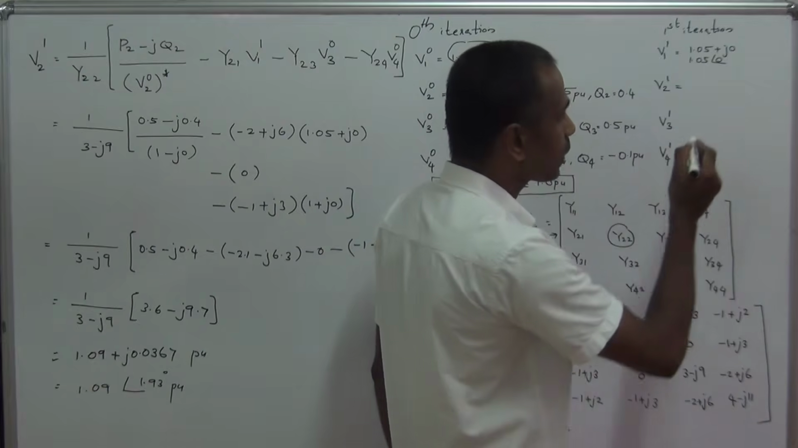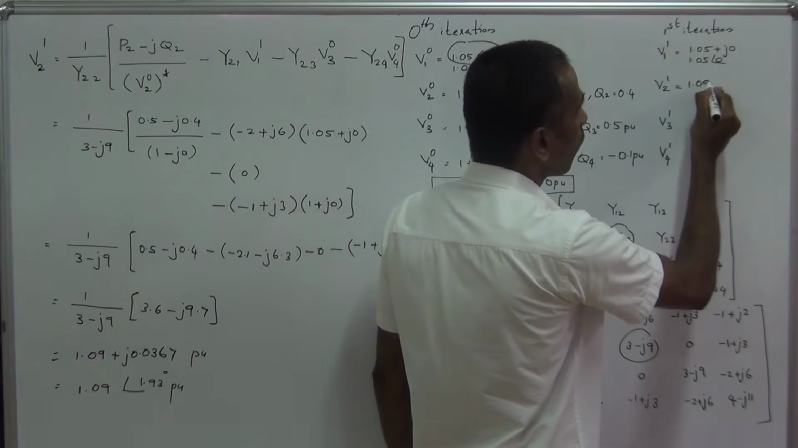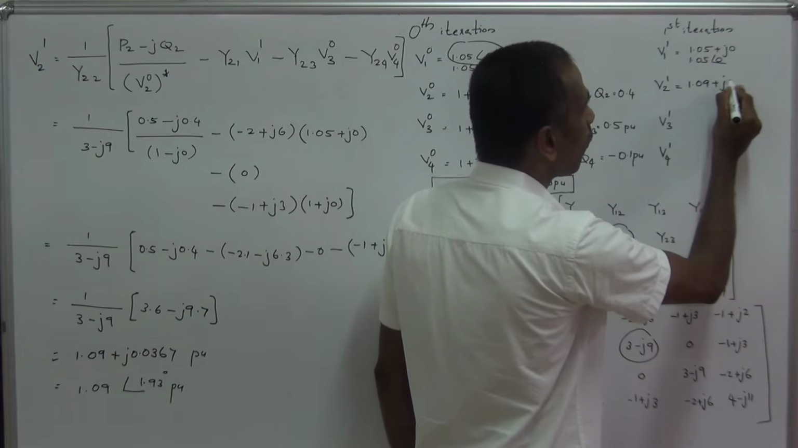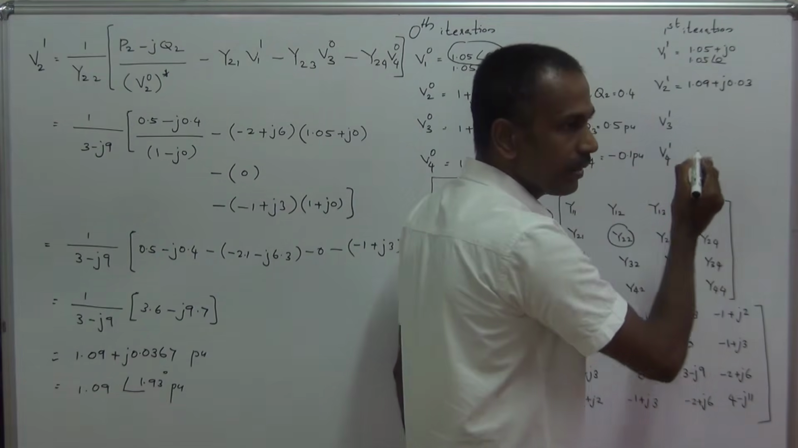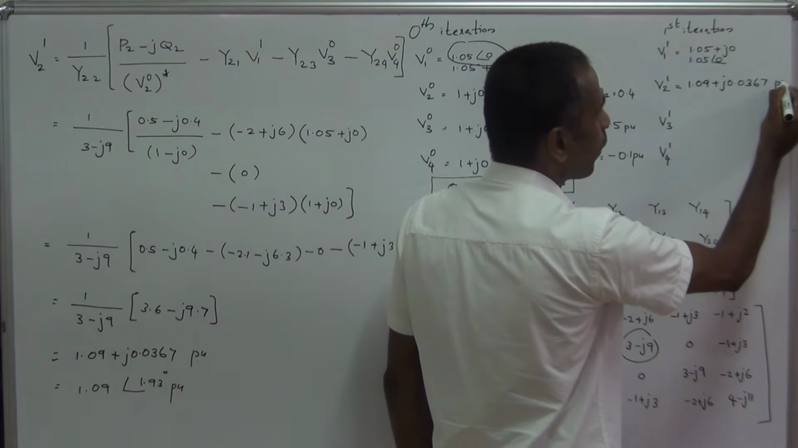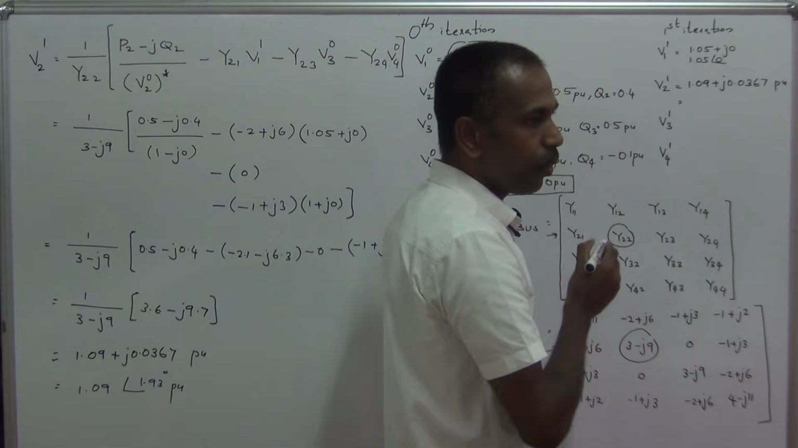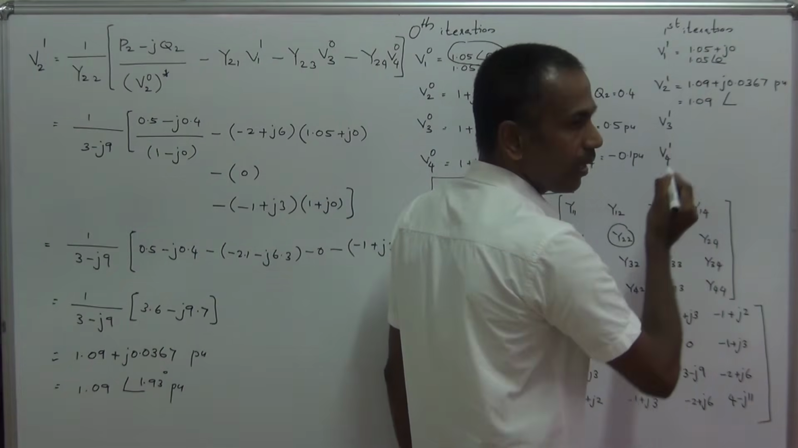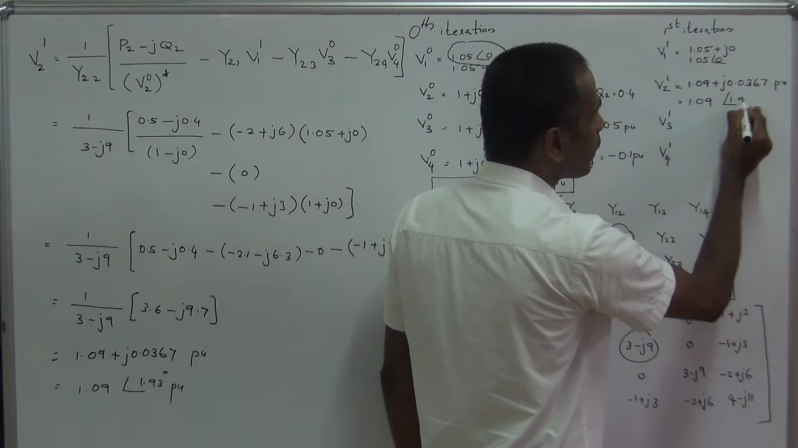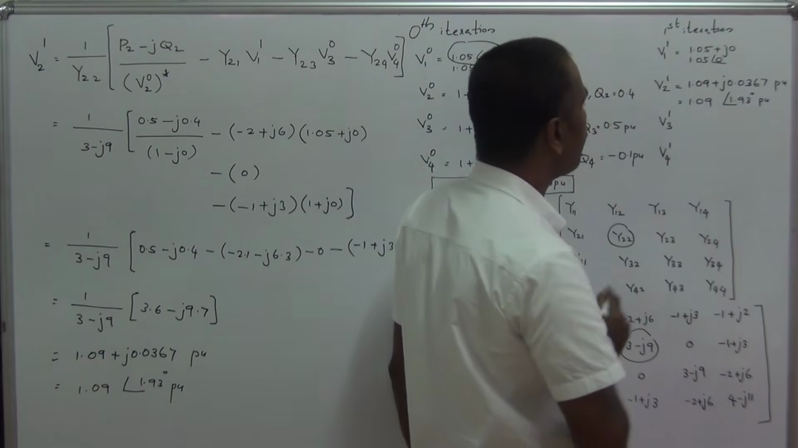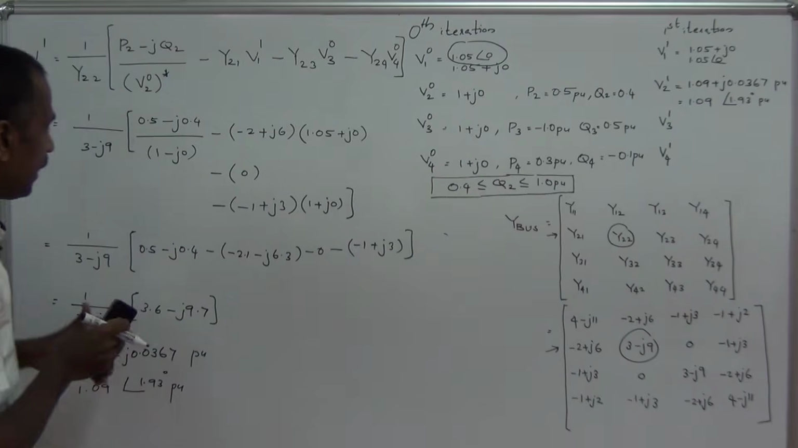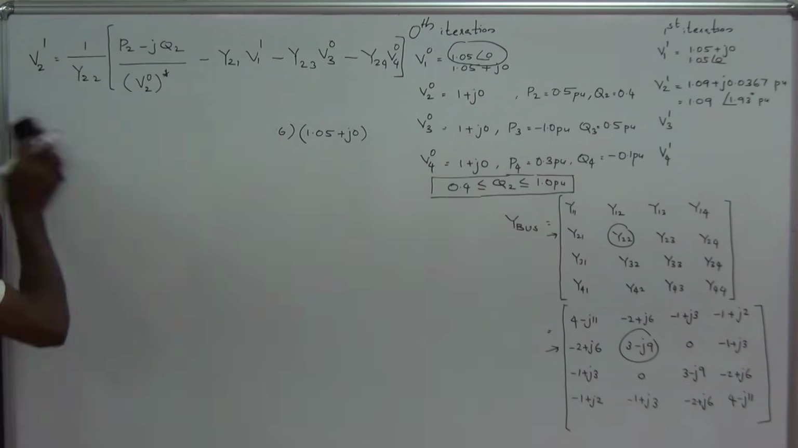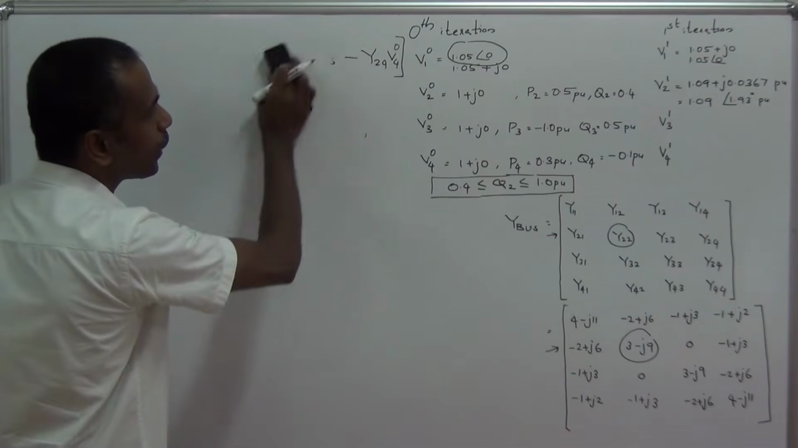So V2^1 equals 1.09 plus j0.0367 per unit. In the polar form, this is equal to 1.09 angle 1.93 degree per unit. Now let us find out V3. V3, this is the third bus voltage. The third bus is a PQ bus.